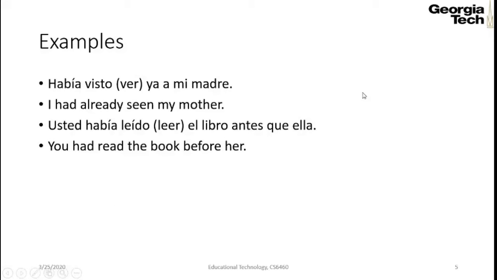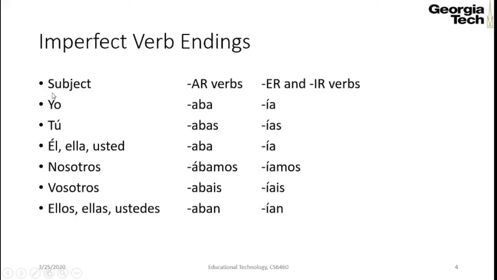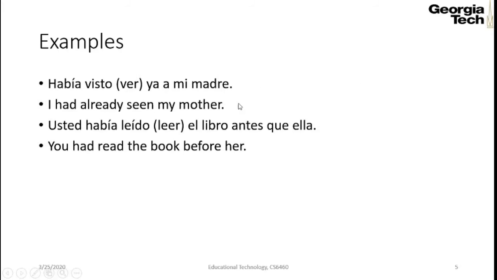Now let's see a few examples to better understand this. If I want to say I had already seen my mother, it would be había visto ya a mi madre. I had is había. For first person singular, it's the ia ending. So I had becomes había. Already is ya. Seen is visto. The past participle of ver is visto. And my mother is mi madre. So that is how it is going to be.